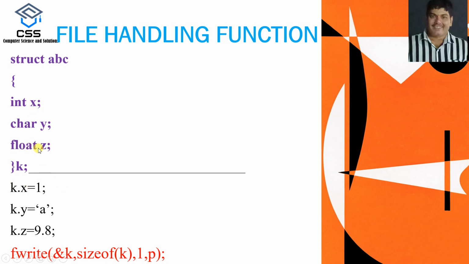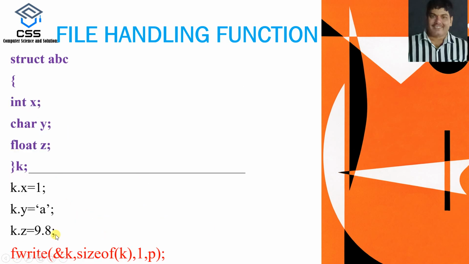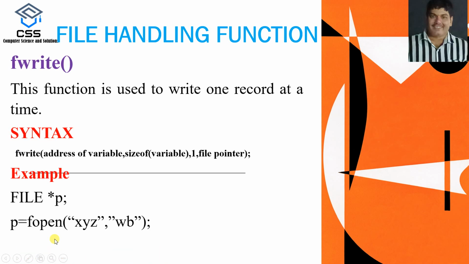For float it is 4 bytes, for character it is 1 byte, 4 plus 1 is 5, and for integer it is 2 bytes, so 7 bytes of space it will take. One means one record. p means the file pointer. If the file pointer is p, the file will be xyz, meaning this entire data, like 1, a, 9.8, is written in the file xyz.